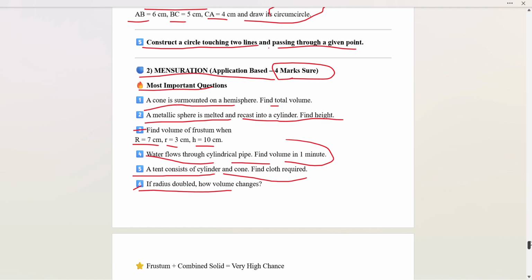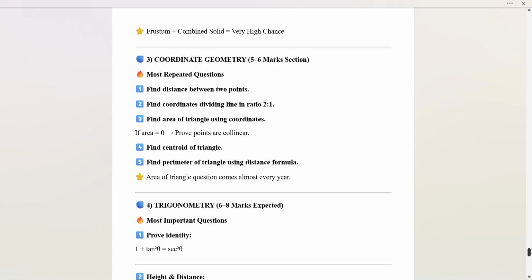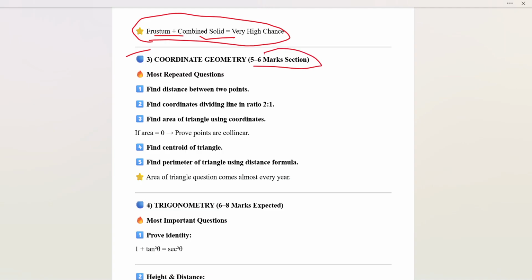So move to the next slide. Frustum plus combined solid has very high chances in your board exam 2026. So prepare for those two concepts, frustum and combined solid. Next is coordinate geometry. I will give 5 to 6 marks here. Most repeated questions from here: find the distance between 2 points, find the coordinates dividing a line in the ratio 2:1.